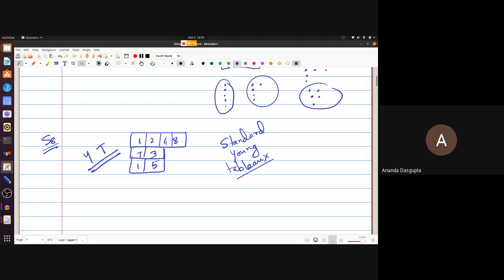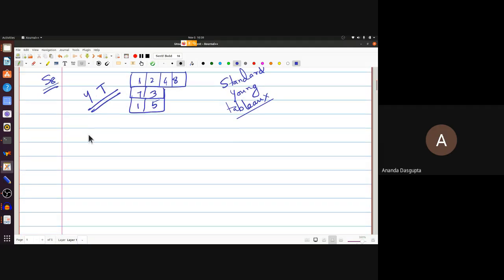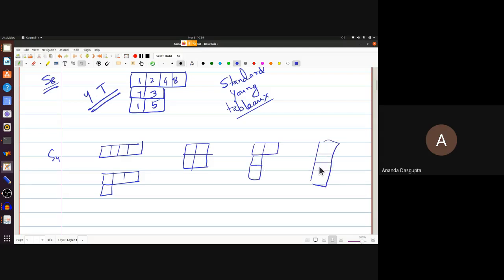Yes, sir. For S4, for example, let's do it entirely with diagrams. You could have this, that's one possible diagram. Another is this. Another is this. Then you could have this followed by this or this. So 1, 2, 3, 4, 5 possibilities. That means 5 conjugacy classes. It also means 5 irreps. Okay.